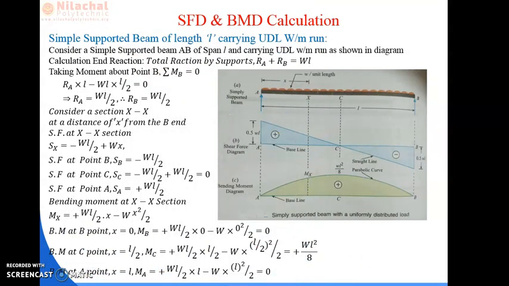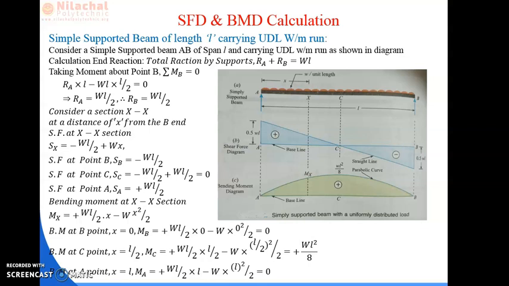So while we are going to solve problems related to a simply supported beam carrying a point load at its center, we have to use the formula Mx is equal to WL by 4. Let's do another problem related to a simply supported beam of length L carrying a UDL of W per meter. As shown in the figure, we have a beam supported at two ends, A and B. The figure suggests that a UDL is applied over the whole length of the span.